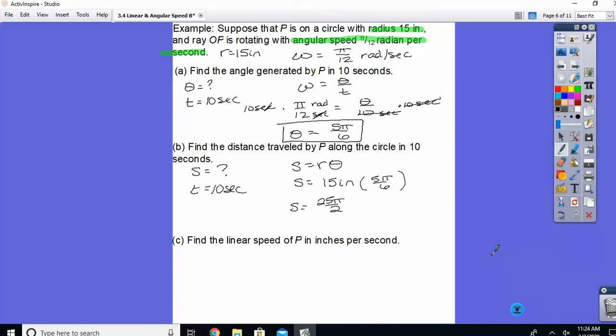Units, if you remember from before, S and R will always have the same unit, so we should know it's inches. You could think, if you take inches times radians, radians are the extra unit. If you multiply it with something else, the radian will disappear. If you don't have any units left, we put radians in. So this is just 25 pi over 2 inches.